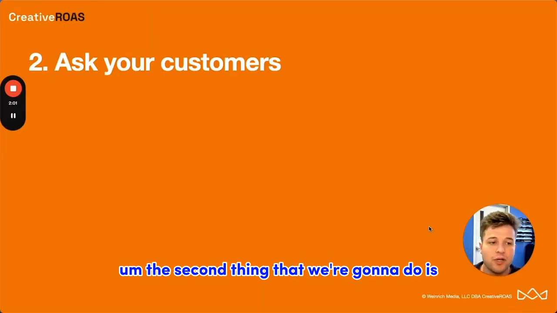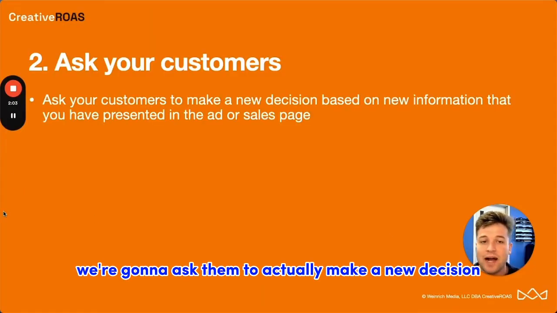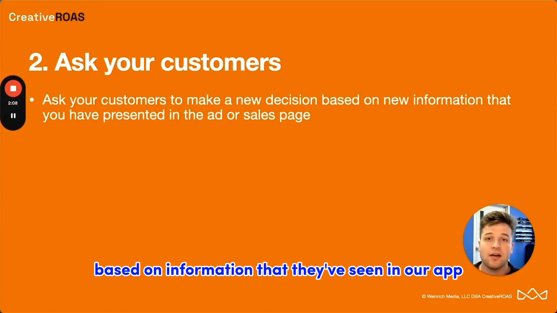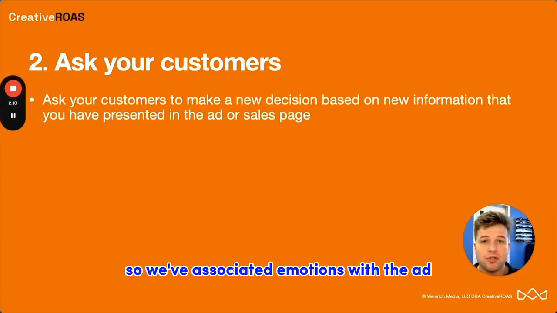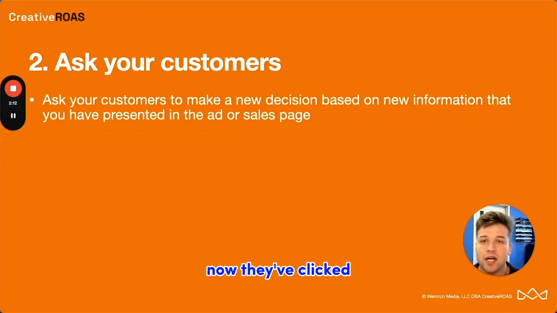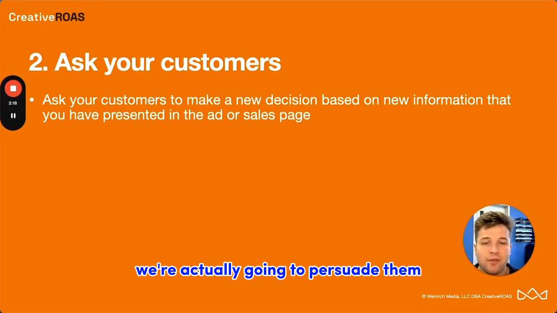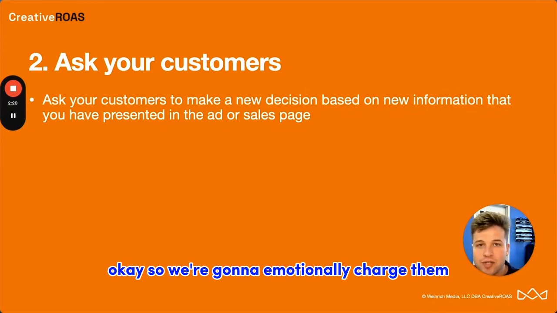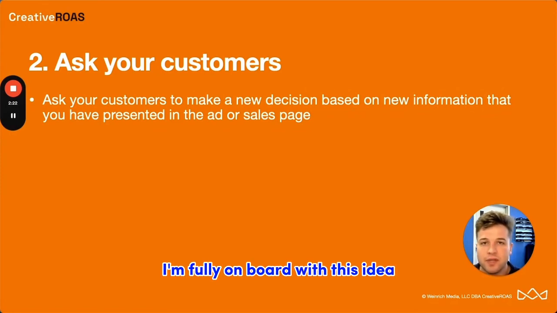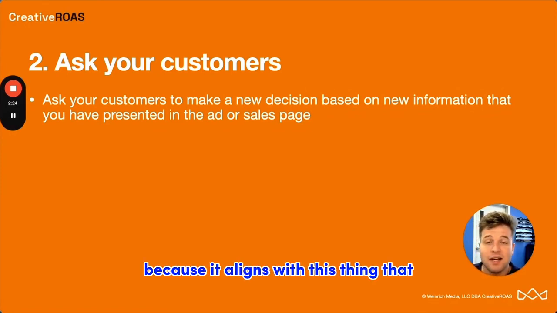The second thing that we're going to do is we're going to ask our customers to actually make a new decision based on the information that they've seen in our ad. So we've associated emotions with the ad. It is emotionally charged now. They've clicked, they've gone to our sales page, whatever that might be. And then on that page, we're actually going to persuade them. Okay, so we're going to emotionally charge them, so then they're like, yes, I'm fully on board with this idea. I like this because it aligns with this thing that I know to be true.